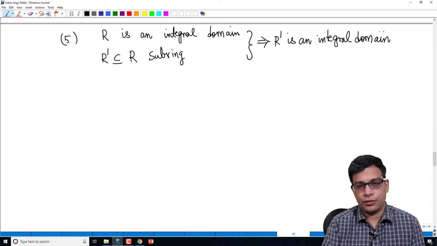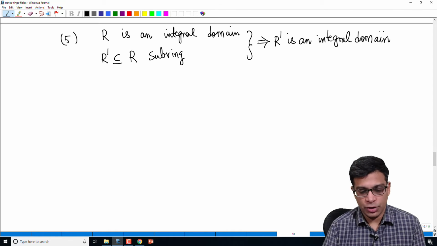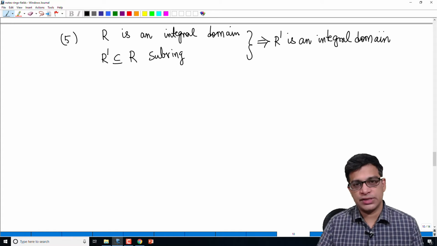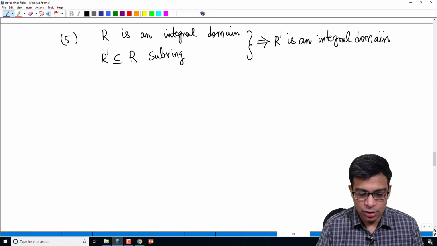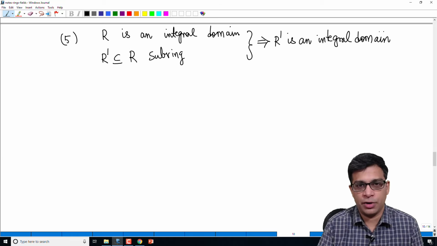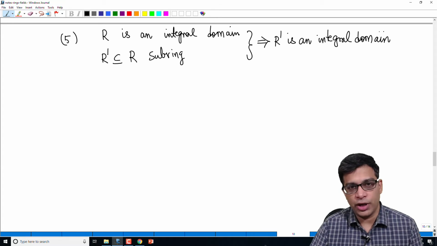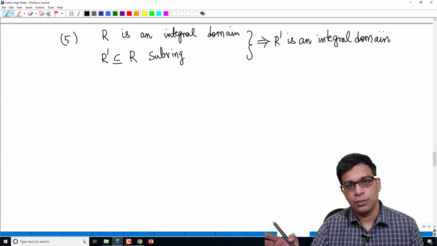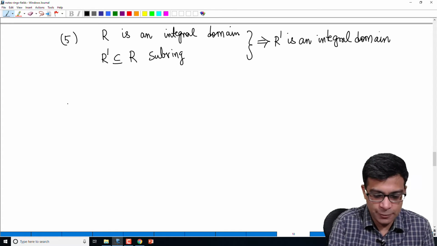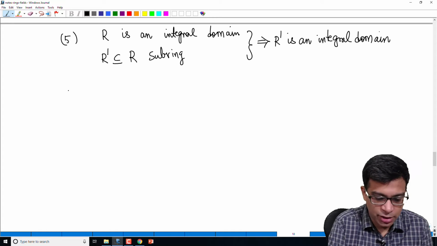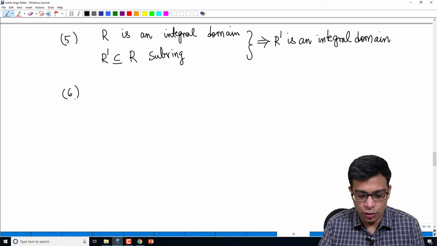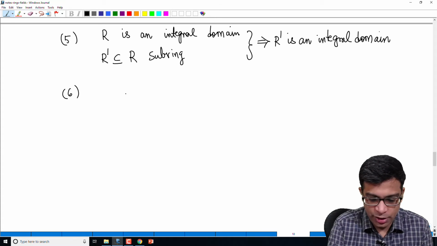That is clear, right? Because if you take two elements from R prime and their product is 0, those two elements are in fact in R, and their product is of course the same. That is the nature of a subring. The product in R prime is the same as the product in R. So if two elements of R prime multiply to 0, then their product in R is 0. Because R is an integral domain, one of them is 0. So you conclude that R prime is an integral domain. So this is easy. On the other hand, if you take an integral domain and a bigger ring, then you don't always get an integral domain.